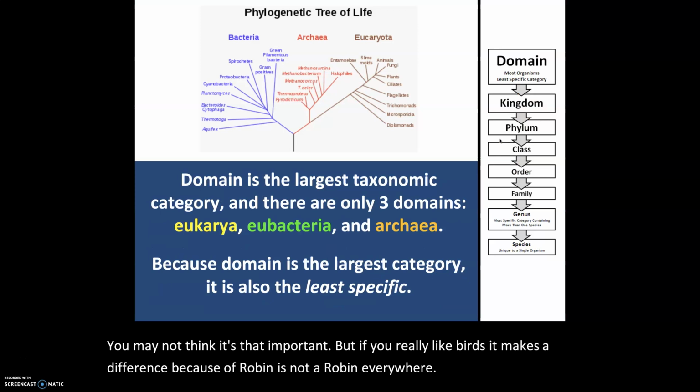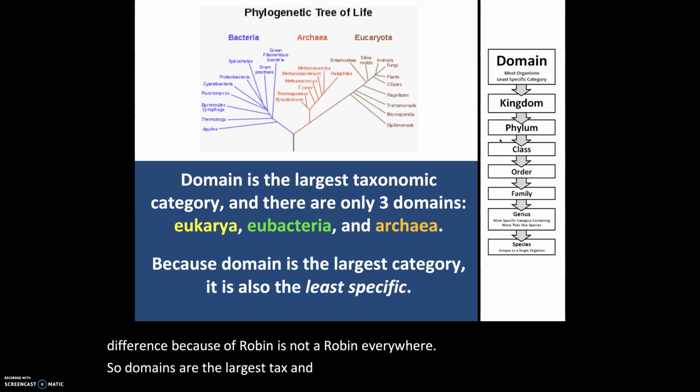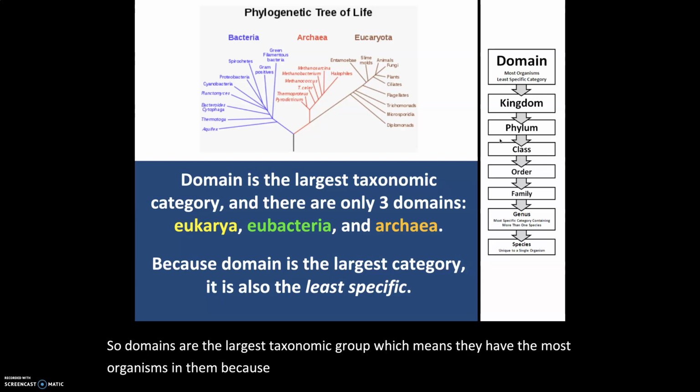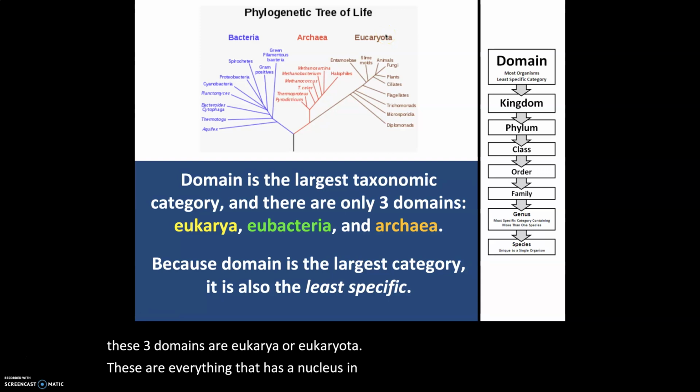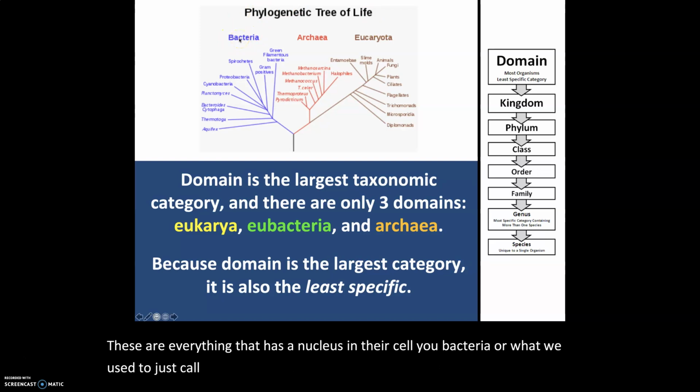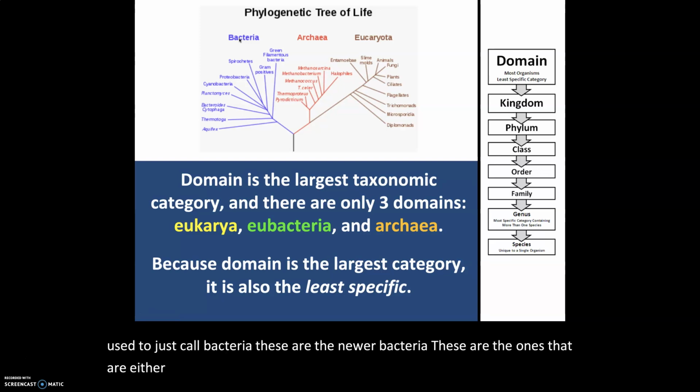So domains are the largest taxonomic group, which means they have the most organisms in them because there's only 3 domains, but there's millions of species. These 3 domains are eukarya or eukaryota. These are everything that has a nucleus in their cell. Eubacteria, or what we used to just call bacteria. These are the newer bacteria. These are the ones that are either really bad, really helpful, or just live in really normal plain areas.